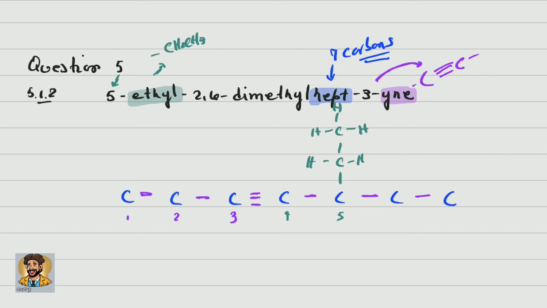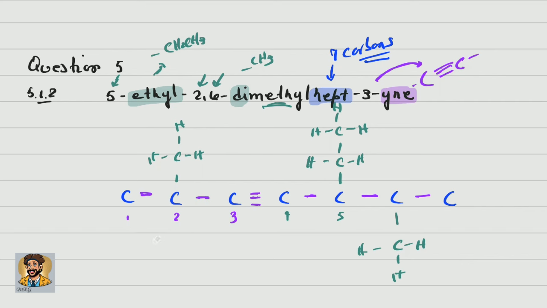Then you have 2 methyls. You have dimethyl that are in carbons 2 and 6. So in carbon 2 I have a methyl. I'm going to place it on top. It doesn't really matter where you place it. It can be either on top or at the bottom. And then in carbon 6, which is the one next to the ethyl, there is another methyl. I'm going to place it at the bottom. Remember it's CH3, but it could be on top. It doesn't really matter. Guys, we are done.